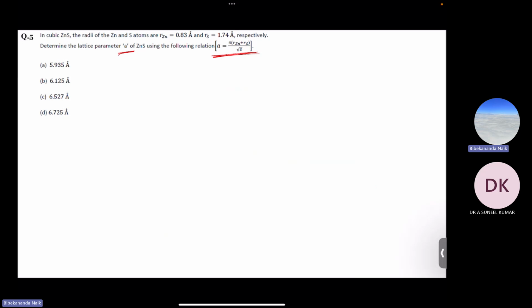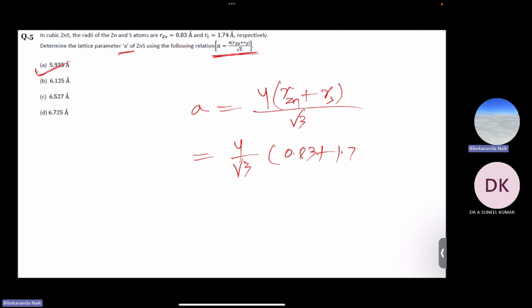So did you calculate? It is 5.935 angstrom. So the correct option will be 5.935 angstrom. It is pretty simple. a is 4 times (r zinc plus r sulfide) divided by root 3. It is 4 by root 3 times (0.83 plus 1.74), and it is 5.935 Armstrong. So the correct option is option A.